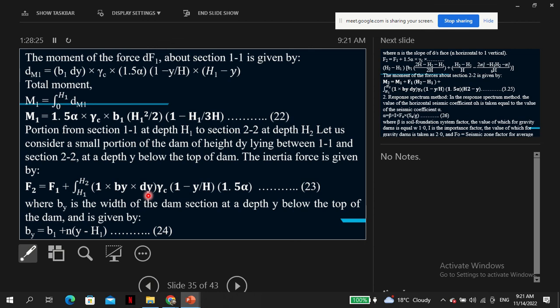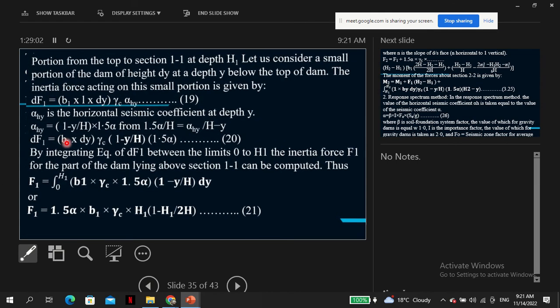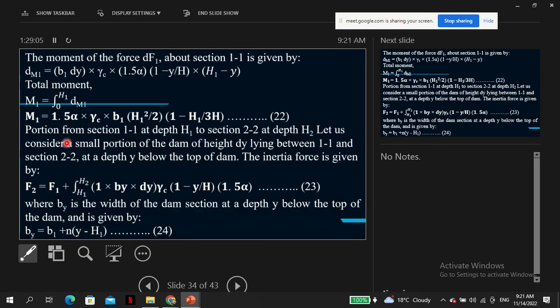So the moment of force df1 about section 1 is given by dm1 again. Happy to integrate. From the portion 1 at the depth h1 to section 2 at depth h2, let us consider a small portion of the dam of height dy lying between 1 and 2 at the depth y below the surface. The inertial force is given by, so we found the force, the moment as well.